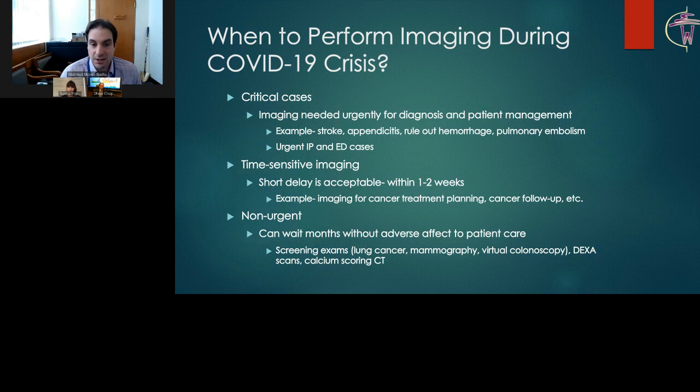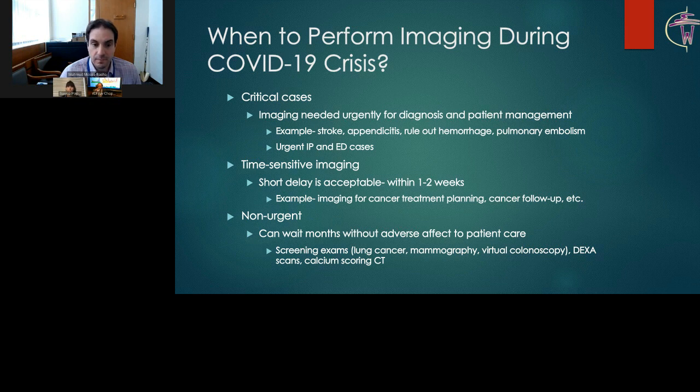In addition, there is the consideration for time-sensitive imaging. This is in all cases where a short delay is acceptable, whether it's within 1 to 2 weeks. These are patients that you can image within that time frame when the imaging is needed. And this applies to a lot of cancer treatment planning and cancer follow-up cases. And then the other exams fall into the non-urgent cases, where these cases can wait months without adverse effect to patient care. Screening exams fall into this category, whether it's lung cancer, mammography, virtual colonoscopy, DEXA scans, and calcium scoring CT. So these are the 3 categories that we divide up outpatient, ED, inpatient cases into and image accordingly.